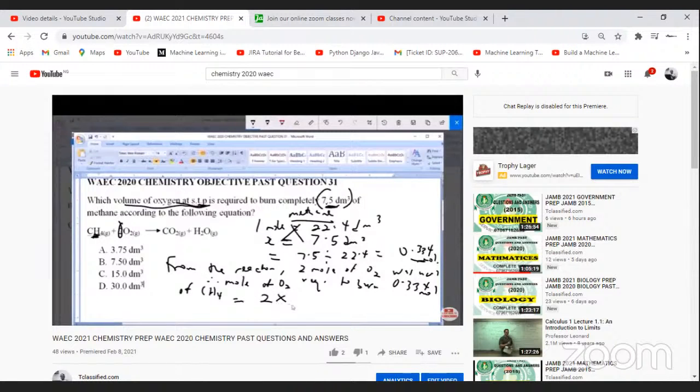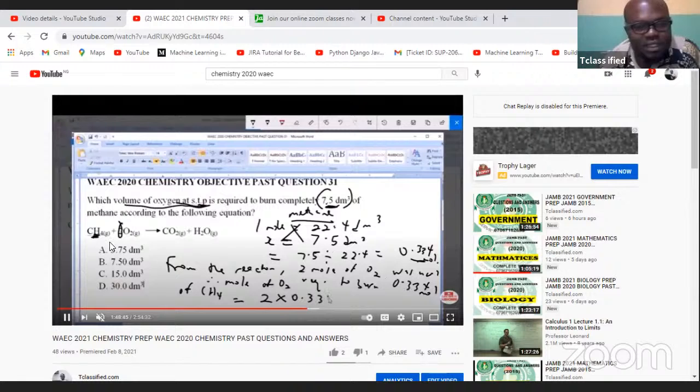So you can see where I wrote from the reaction, 2 moles of oxygen was given by 1 of methane. So how many oxygen will 0.334 give? So when you cross multiply, you get 0.67. So this is the actual number of oxygen that it will give.